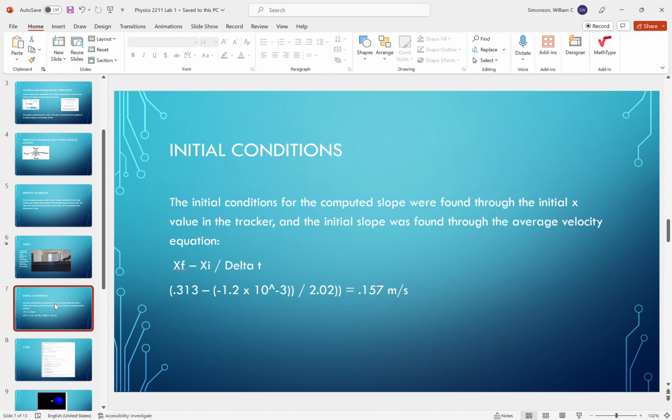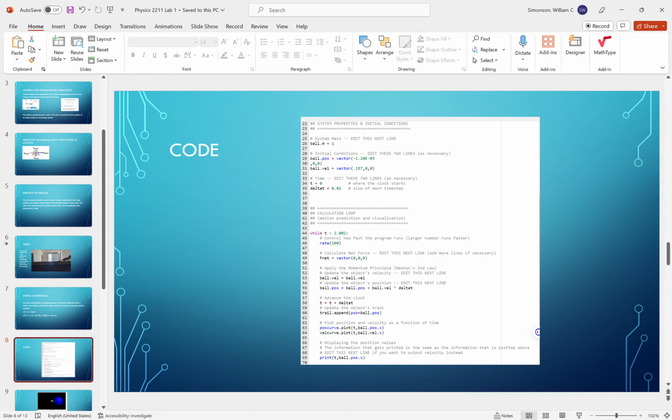So the initial conditions for the computed slope were found through the initial x value in the Tracker, and the initial slope was found through the average velocity equation: final position minus initial position divided by the change in time. You can see that the average velocity was computed as 0.157, which was using GlowScript to calculate the initial velocity.